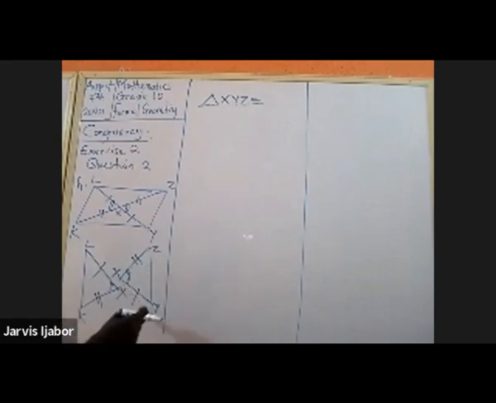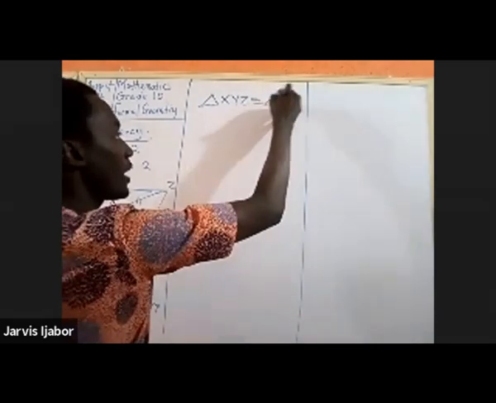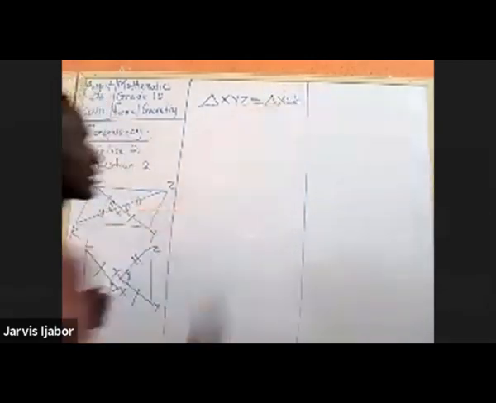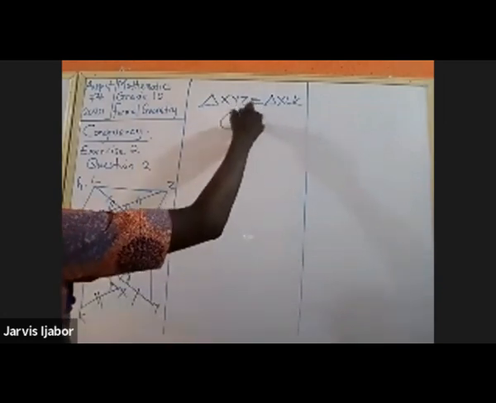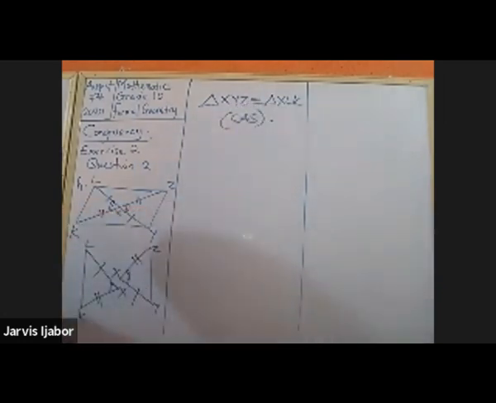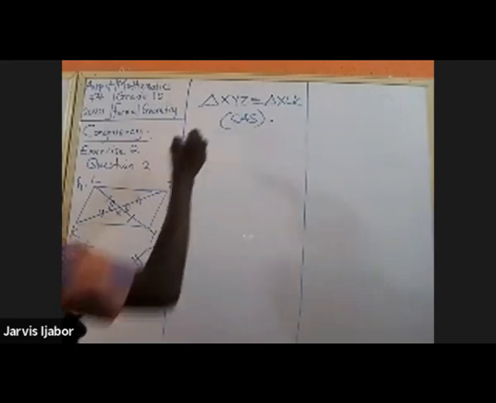Triangle XLK. I see that. So what's the relationship? It is what? Side angle side. That's what is connecting the figure. So that's for question H. Let's go to question I.